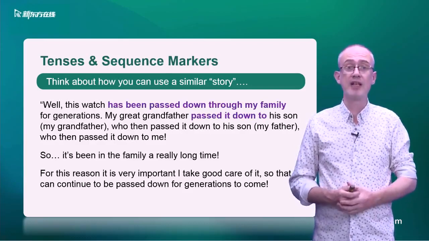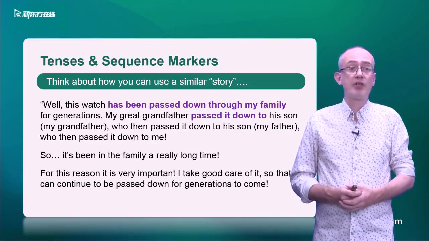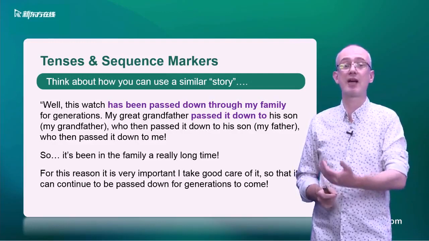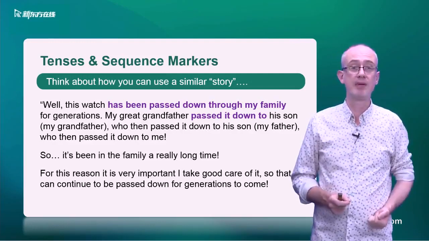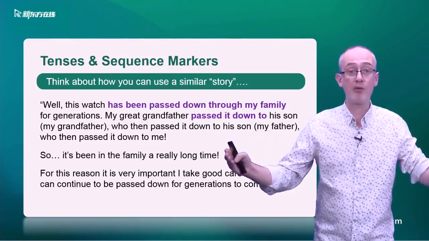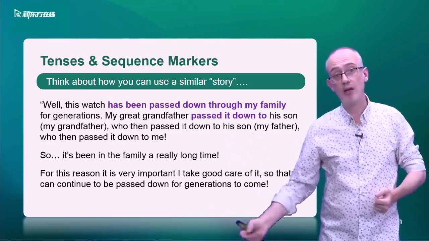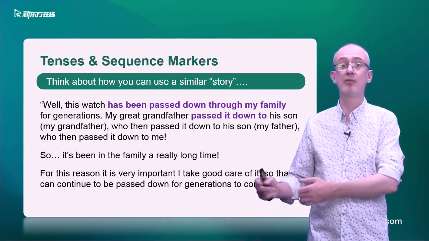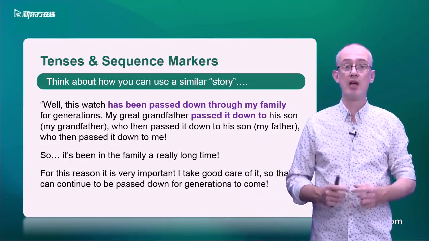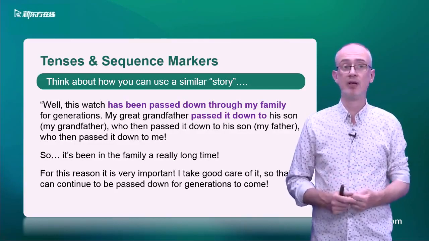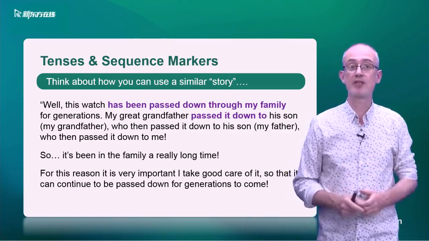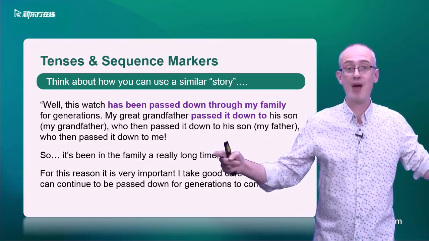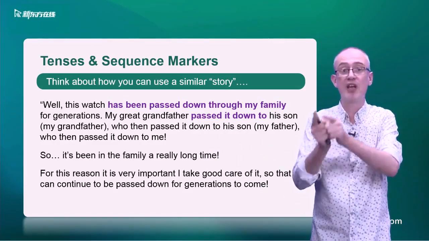For one reason, perfect use of tenses and sequence markers. It has been passed down through my family. So you're talking in general about the whole family till now, so you're using the present perfect. It has been passed down through my family for generations. Then I move into the past simple. My grandfather passed it down to his son. Because we're not talking about the history to now, we're talking about one particular action.